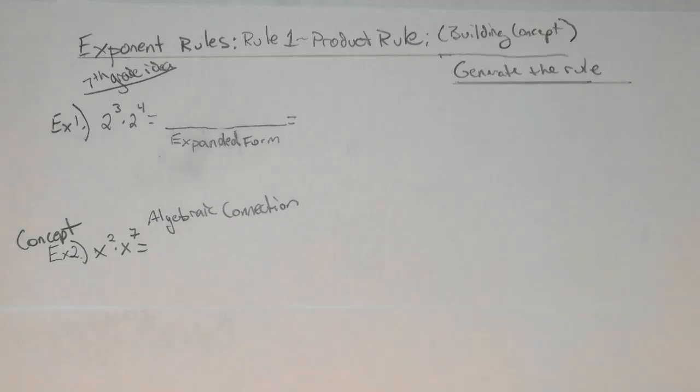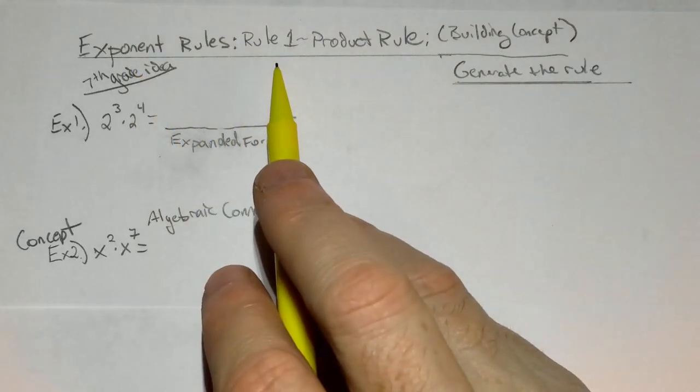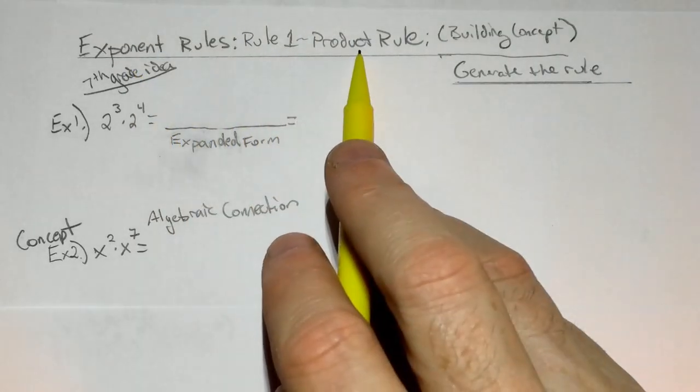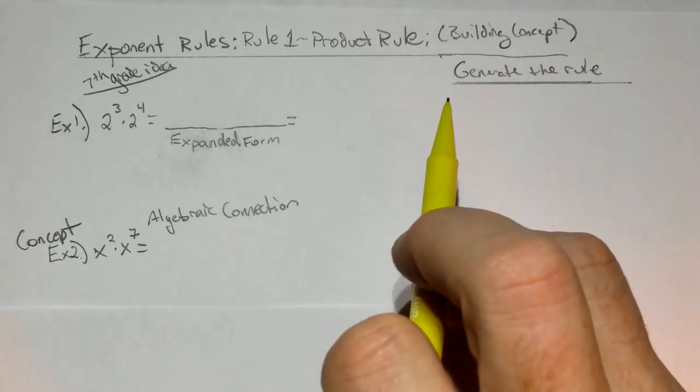Okay. Alright, so let's try this again. So we're going to talk about exponent rules, just the first rule, so that's why I call it rule 1. We're going to talk about what's called the product rule, and we're going to look at it through building the concept so that we can generate the rule.